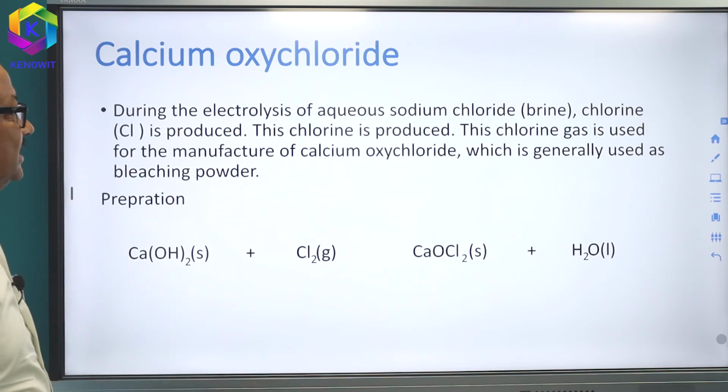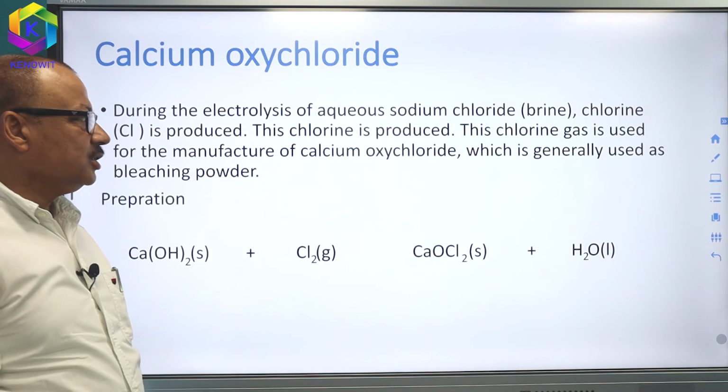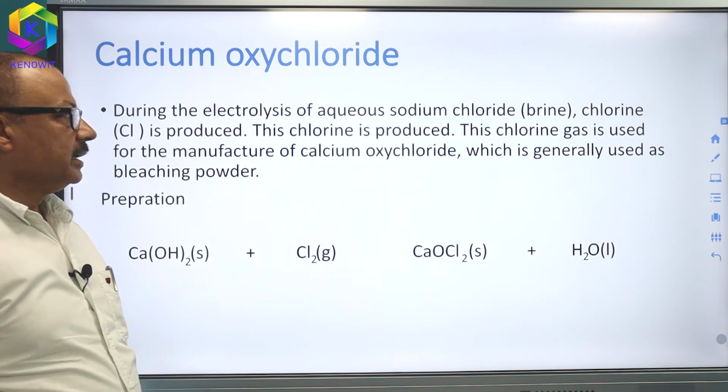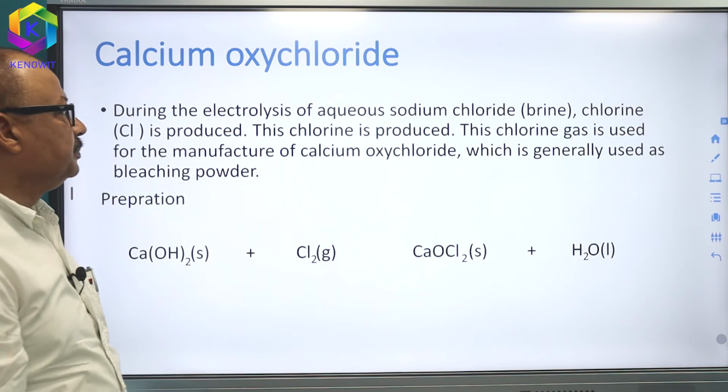Then calcium oxychloride, which is known as bleaching powder. When calcium hydroxide is treated with chlorine, it gives calcium oxychloride plus water. Calcium oxychloride, CaOCl2, is known as bleaching powder.